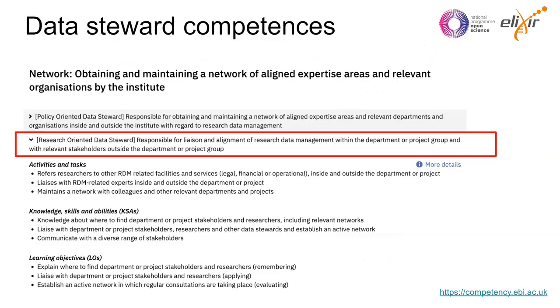Here you see an example from the Competency Hub from one entry of our competency framework. It is for the competence area network, which is about obtaining and maintaining a network of aligned expertise areas and relevant organizations by the Institute. And then you see in red that I have opened the box that is about the research-oriented data steward.